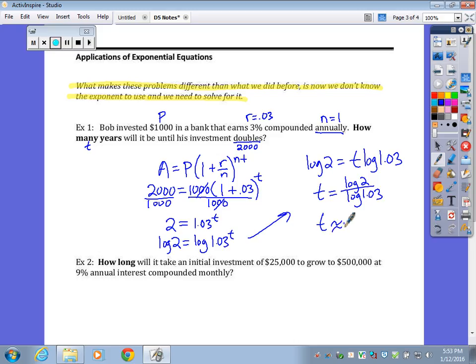Typically on these problems, it's actually wanting you to go to a decimal and ask you the time. And I realized I said how many years. I didn't tell you what to round to. So we'll just round to the nearest tenth. 23.4 years. And if you type log of 2 divided by log of 1.03, you'll get 23.4 years.